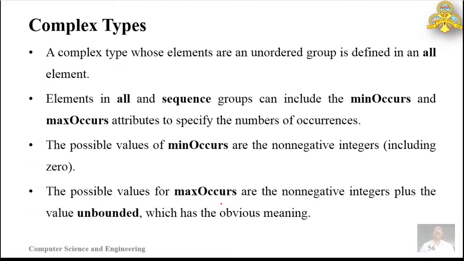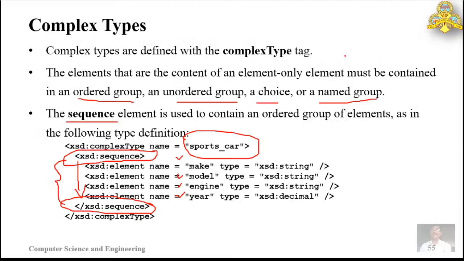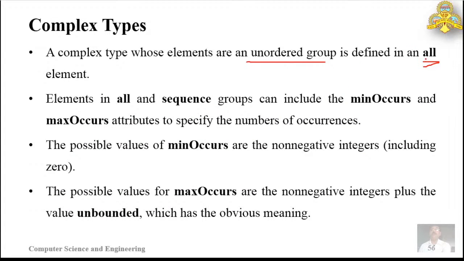A complex type can also have an unordered group. An unordered group is defined by using the all element. So for example, here an ordered group is provided with sequence, and an unordered group is provided by using all.